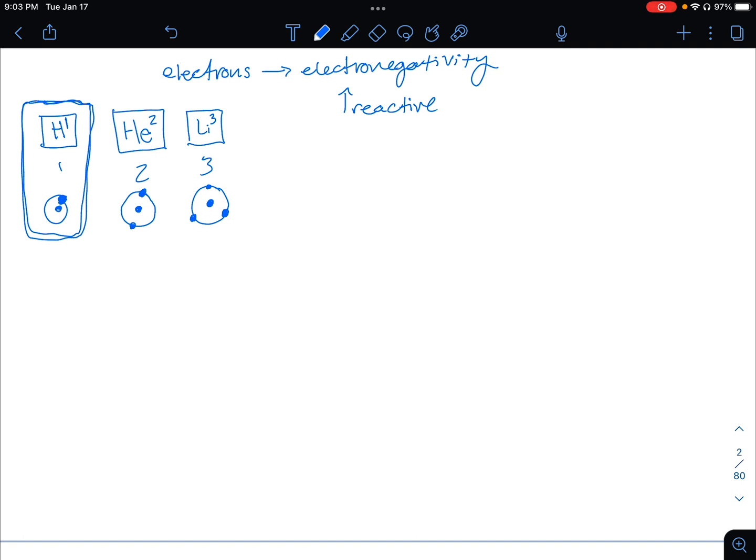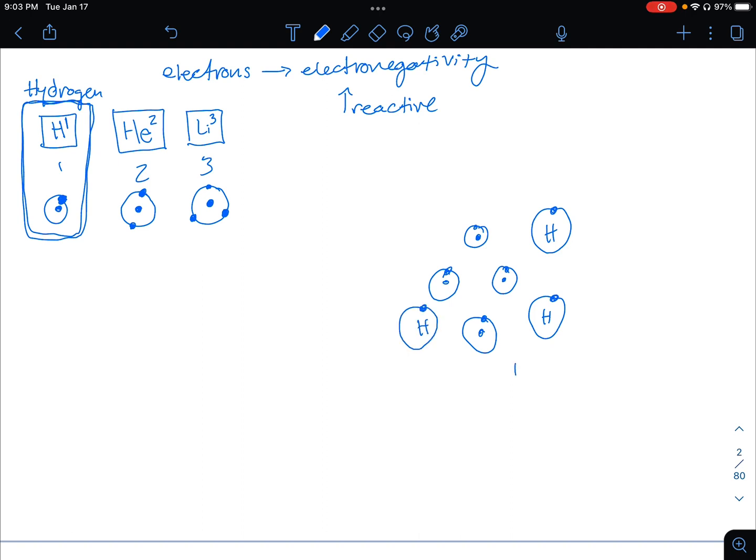Hydrogen is going to be our first atom in the world. So let's say out in space, we had a whole lot of nothing but hydrogen. So we had hydrogen atom, hydrogen atom, hydrogen atom, hydrogen atom. I'll just start putting the letter that it's associated with as the nucleus. So we have a whole bunch of hydrogen atoms.